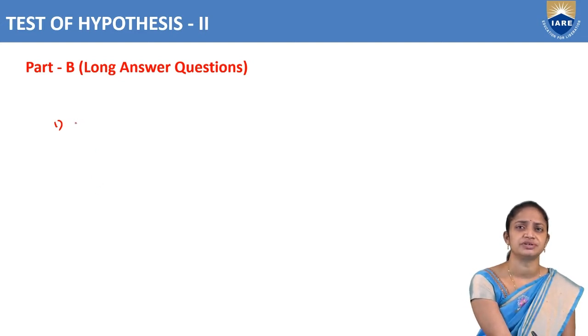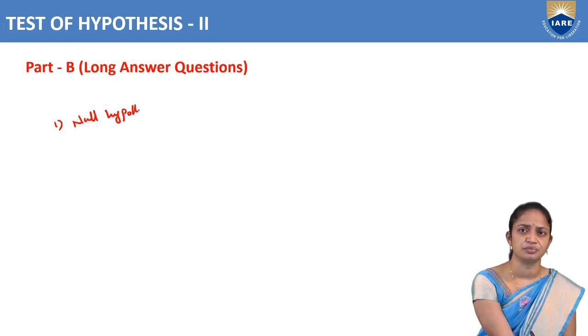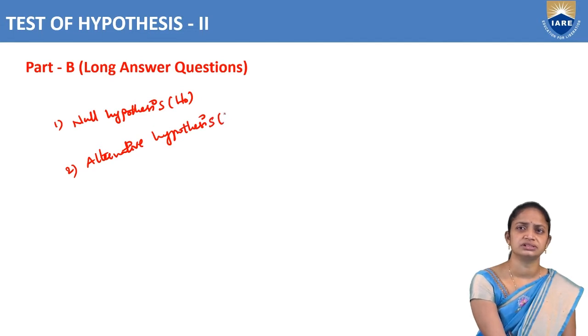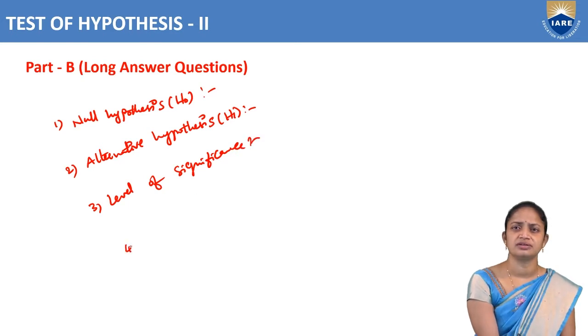So the procedure is, first, we need to write the null hypothesis. That is H naught. Then we need to write the alternative hypothesis. That is H1. The next one is level of significance. The fourth one is test statistic. And the last one is conclusion.